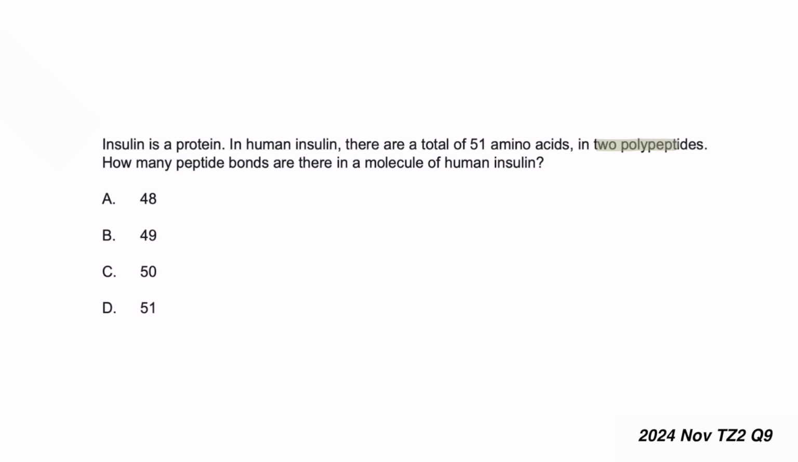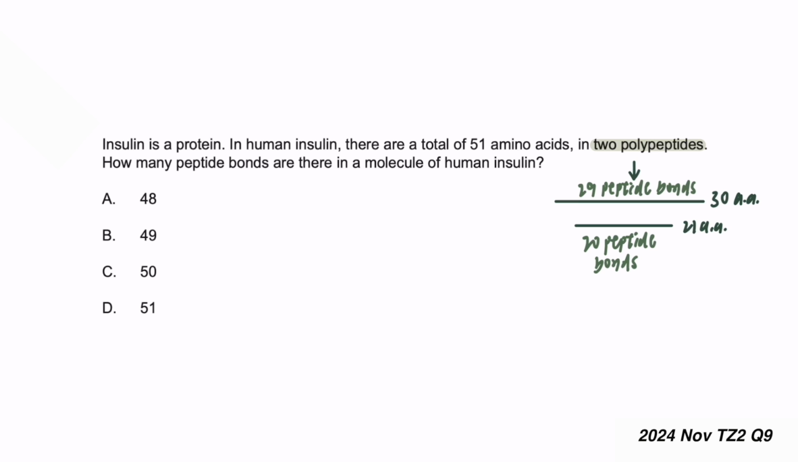Insulin has a quaternary structure. One polypeptide contains 30 amino acids, and the other one contains 21 amino acids. The one with 30 amino acids contains 29 peptide bonds, while the one with 21 amino acids contains 20 peptide bonds. So there are 49 peptide bonds in total in an insulin molecule.